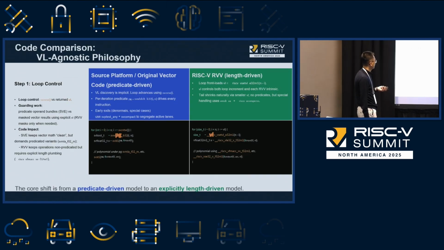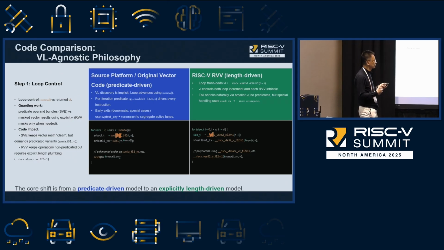When you're porting the AI operators, usually the first step you meet is how to handle the loops. With ARM SVE, it is guarded by the predicate. But for RISC-V, we use another concept: the vector length. It's called vector length driven. Just as I explained on the last page, vector length is the negotiation result between the software and the hardware.